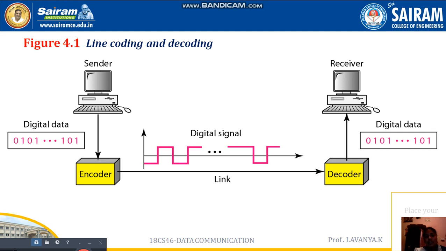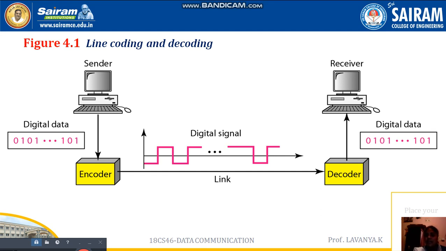The 0 is nothing but a low voltage. See, the down will be low voltage. If it is 1, the voltage will obviously rise up. Then again 0, the voltage should come down. Like that, it converts the digital data into a digital signal that is going to be transferred to the receiver side.